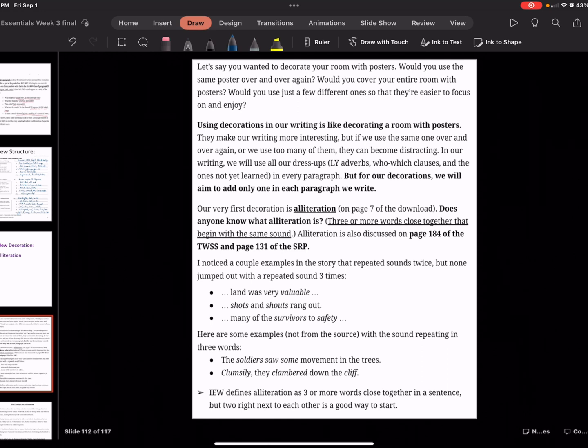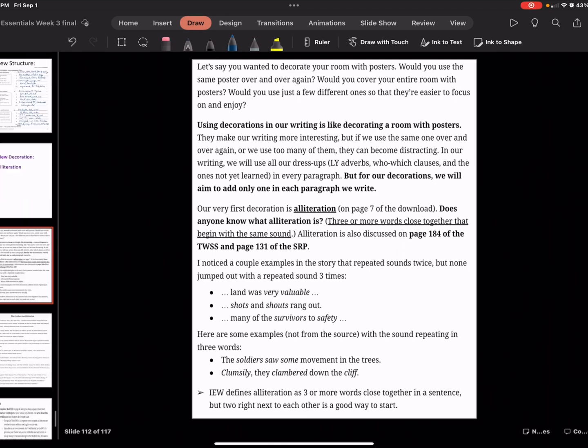Here are some examples, not from the source, with the sound repeating in 3 words. The soldiers saw some movement in the trees. Clumsily, they clambered down the cliff. So see, there were 2 words in between there. They do not have to be right on top of each other. IEW defines alliteration as 3 or more words close together in a sentence, but 2 right next to each other is a good way to start.